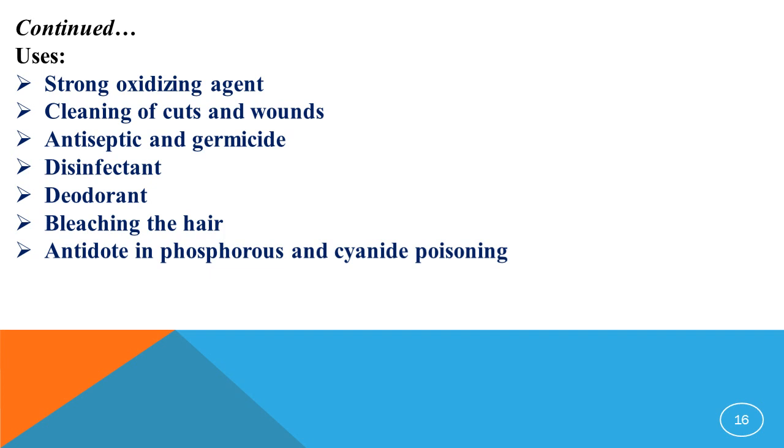Hydrogen peroxide is also used as a deodorant and for bleaching of the hair. Hydrogen peroxide is used as an antidote in phosphorus and cyanide poisoning.